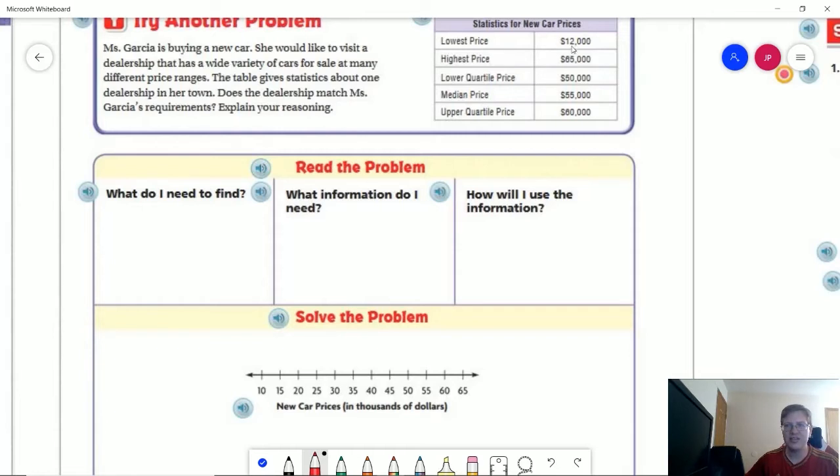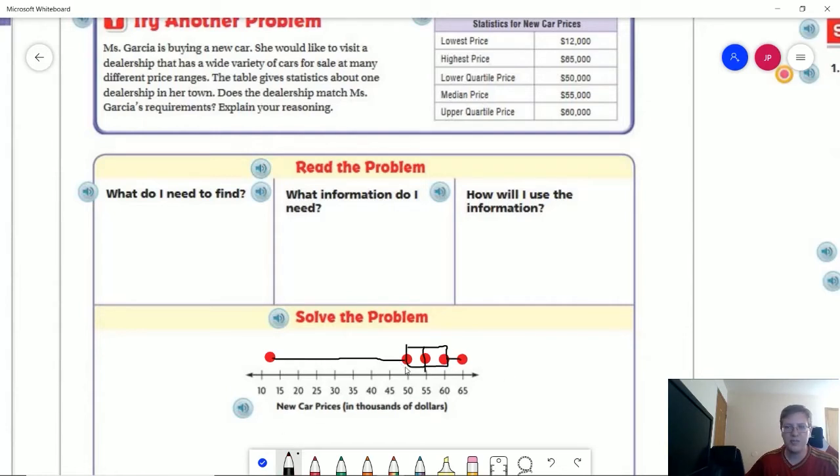So I'm going to go ahead and take the lowest price of 12,000 and put a dot roughly in the center between 10 and 15,000. I am going to put a dot for our lower quartile of 50,000, which you can already tell is a drastic difference. So this is the low end of our most consolidated set of data points. Our median is going to be 55,000. Our upper quartile is going to be 60,000, and our top end is going to be 65,000.